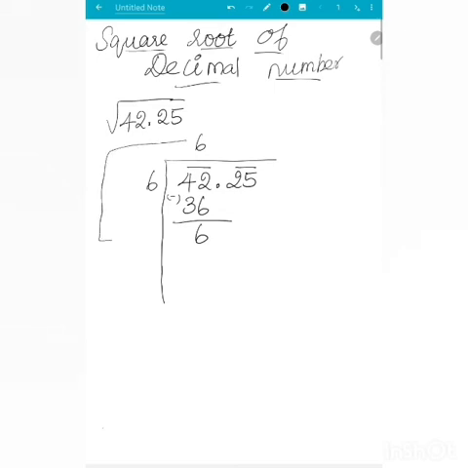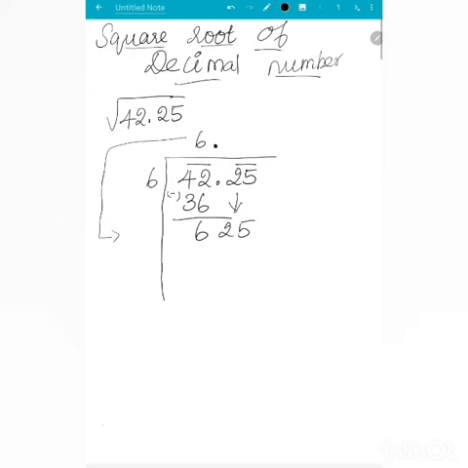Okay. Then take the next 2 digits. Before that there is a decimal, no? So you have to put the decimal here. Okay. 6 2s are 12. Which number will come here?